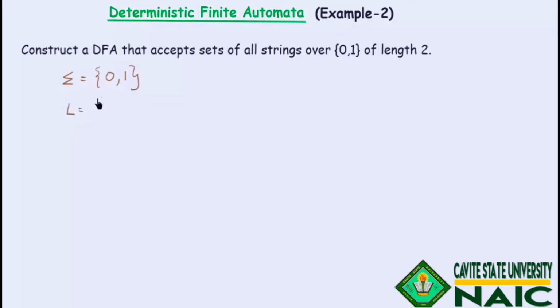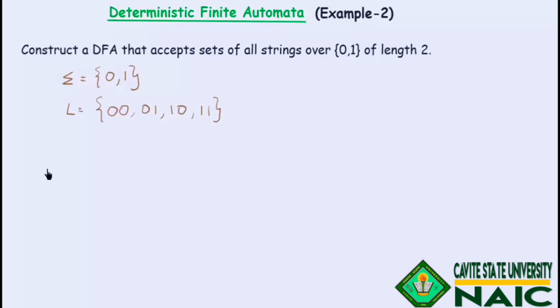And what will be the strings in our language? The alphabet is 0, 1 and we want all the strings over 0, 1 of length 2. Then what is the set of possible strings of length 2 over 0, 1? They are 00, 01, 10, and 11. So we should construct a DFA that accepts 00, 01, 10, and 11. These are the only 4 inputs that should be accepted by the DFA that we are going to construct. So let's see how we can do this.